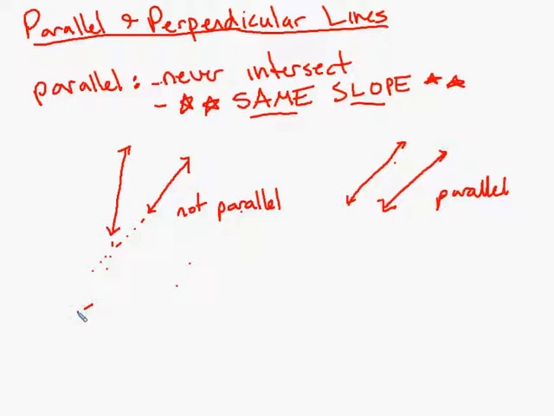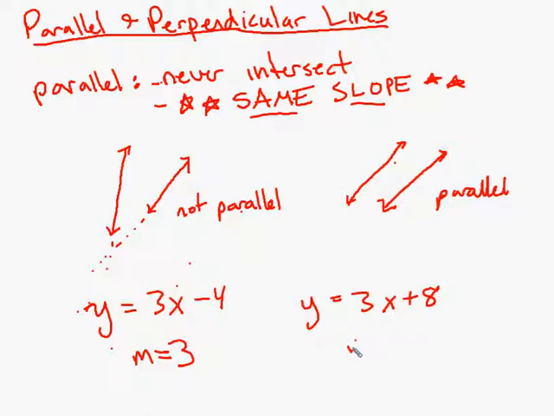But what we want to do is determine our parallel lines based upon the equation. So if I had y equals 3x minus 4, and the line y equals 3x plus 8, what's the slope of the first line? 3. What's the slope of the second line? 3. Therefore, without even graphing it, I know that these are parallel. How do I know that they're parallel? Because parallel lines have the same slope. Okay?